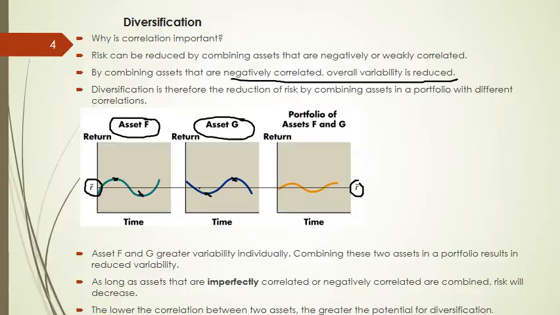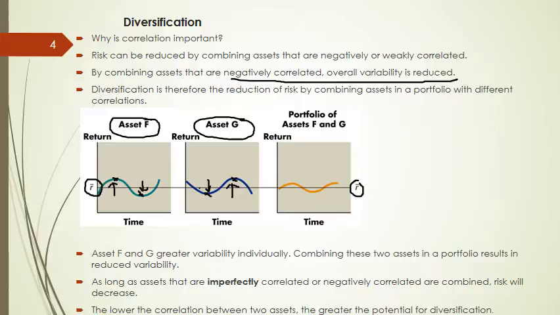Now, if you look at assets F and G, returns move in opposite directions. So for example, as the returns on asset F increase, the returns on asset G decrease. Alternatively, as the returns on asset F decrease, the returns on asset G increase. So essentially we have perfectly negatively correlated assets. Now we want to combine these two assets in a portfolio.